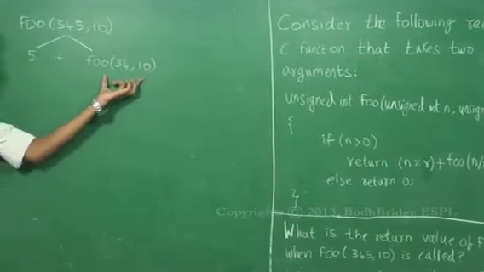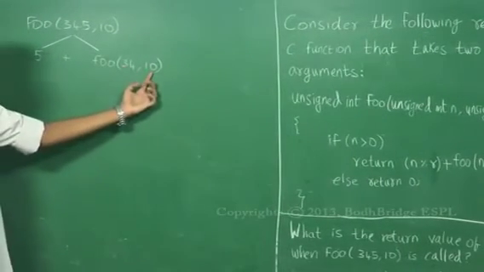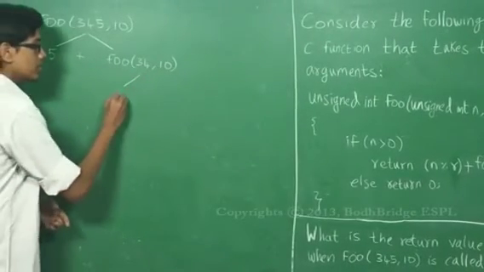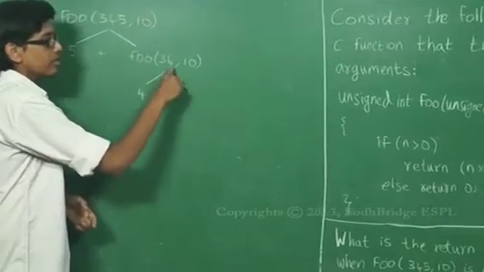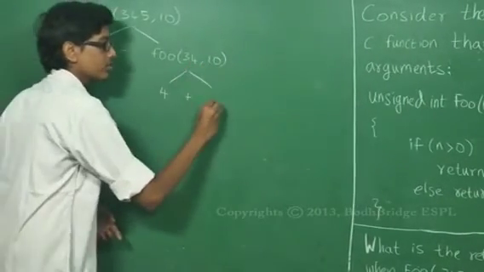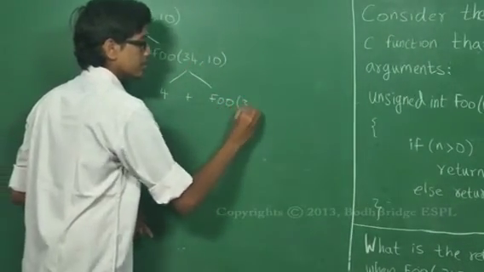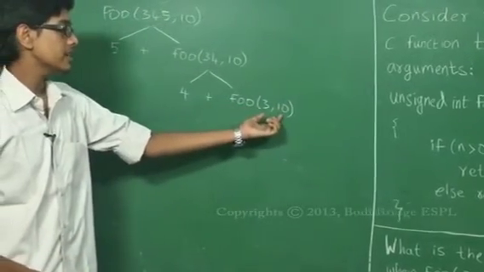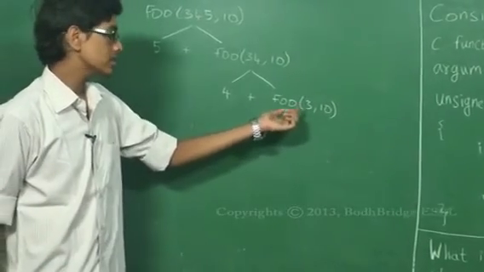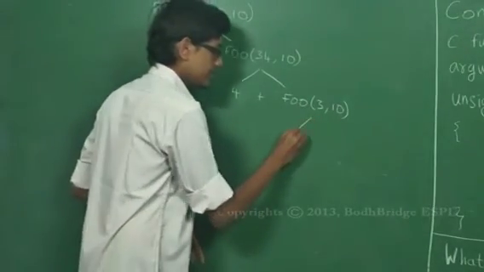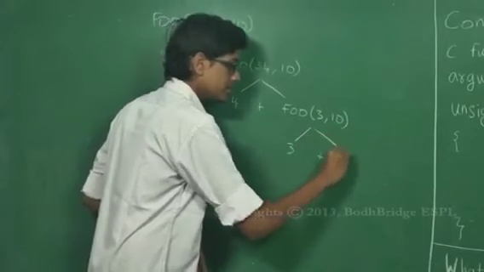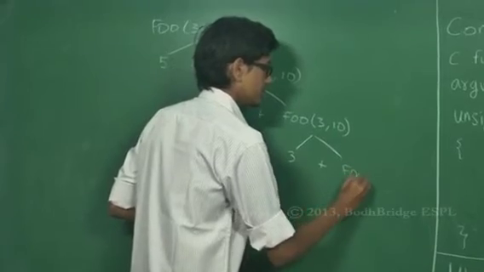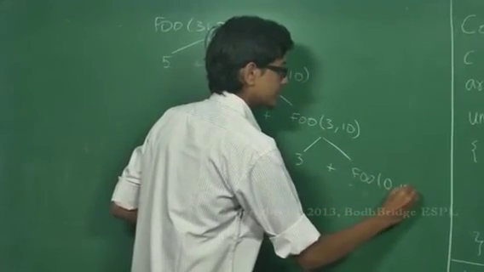So again we recursively call this. Now n is 34 and r is 10. Again 34 is greater than 0. So we return 34 modulus 10, which is 4, plus foo of 34 divided by 10 comma 10. So that is foo of 3 comma 10. Now this is again n is 3 and r is 10. So n is greater than 0, 3 is greater than 0. So we return 3 modulus 10, which is 3, plus foo of 3 by 10 comma 10, which is foo of 0 comma 10.